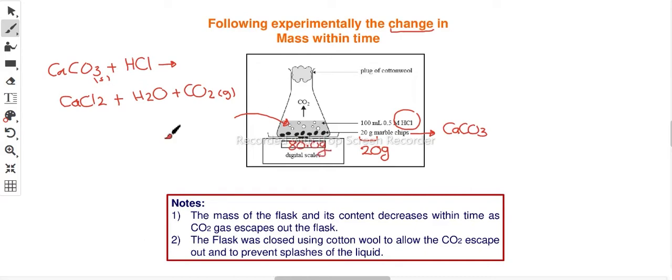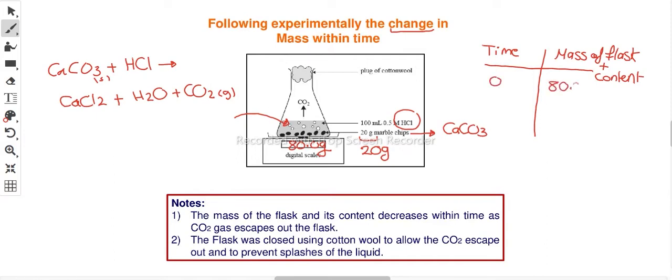So I started with 80. So if I'm going to have now my data, I'm going to have here the time, and here I have the mass of a flask plus its content. So initially, at time 0, the mass was 80. You need to add the hydrochloric acid and the marble chips to each other, then start your stopwatch immediately and start to take readings each specific period of time.